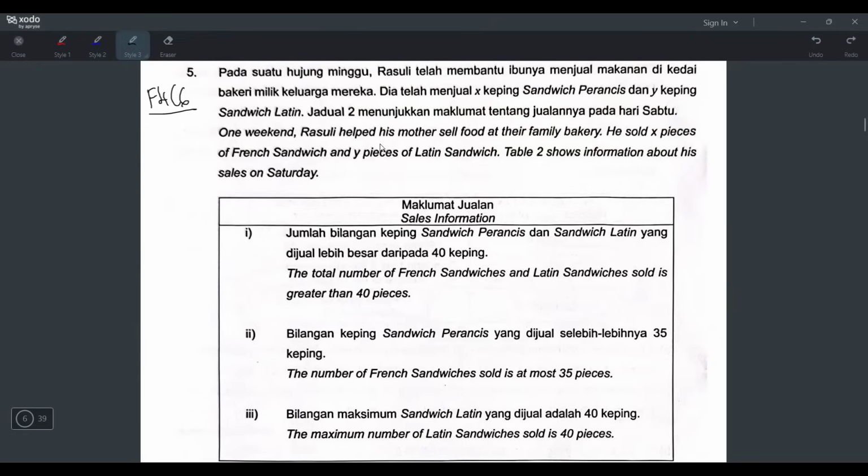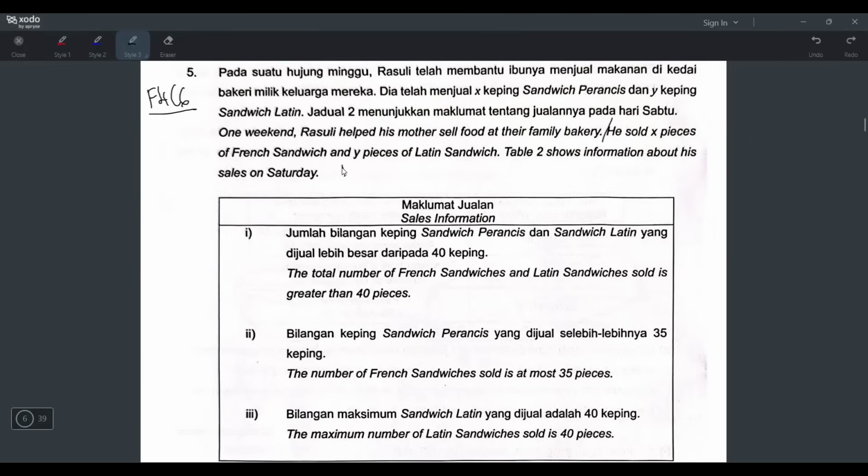One weekend, Rasuli helped his mother sell food at their family bakery. I don't care. He sold X pieces of French sandwich and Y pieces of Latin sandwich. Table 2 shows the information about his sales on Saturday. Okay, whenever I teach my own students this chapter, I always tell them, first, we need to know what the X and Y represent. Because if you don't know, it's very hard to write the inequality later. And now they actually already tell you X represents the pieces of French sandwich.